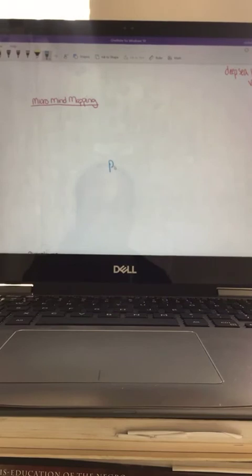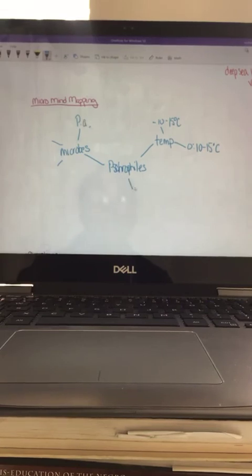So you have psychrophiles here in the center. Then stemming from that, you can write the temperature. Now we have a basic temperature range, negative 10 to 15 degrees Celsius, but then we also have an optimal temperature, and that optimal temperature range is 10 to 15 degrees Celsius. Next, we have our microbe. Now you can list as many as you want to help you remember, but I am going to abbreviate here A for one of our examples. And then the next one is the environment.